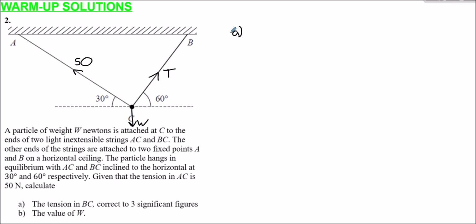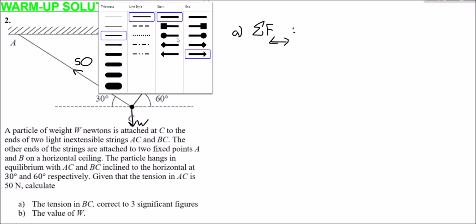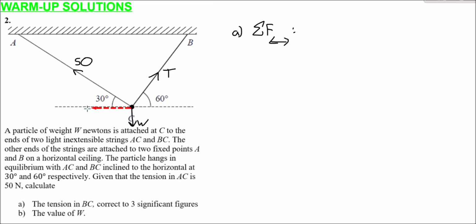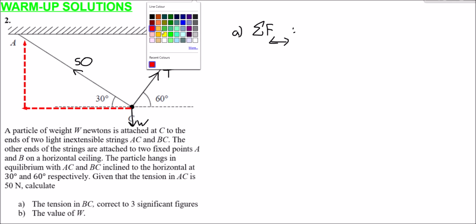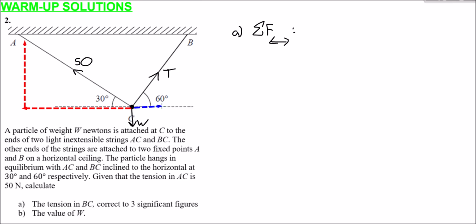Firstly, to find the tension in BC, what we could do is resolve the components of forces going horizontally, because it's going to be in equilibrium. So this 50 Newton tension will have a component going vertical and horizontal, which I'll just fill in for you now. You should have had practice of me doing these before, but if not, take this as a chance to just run through these ideas again.